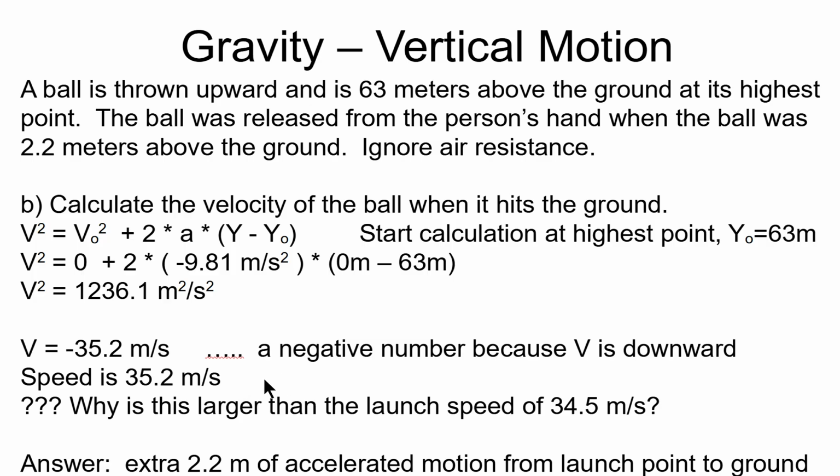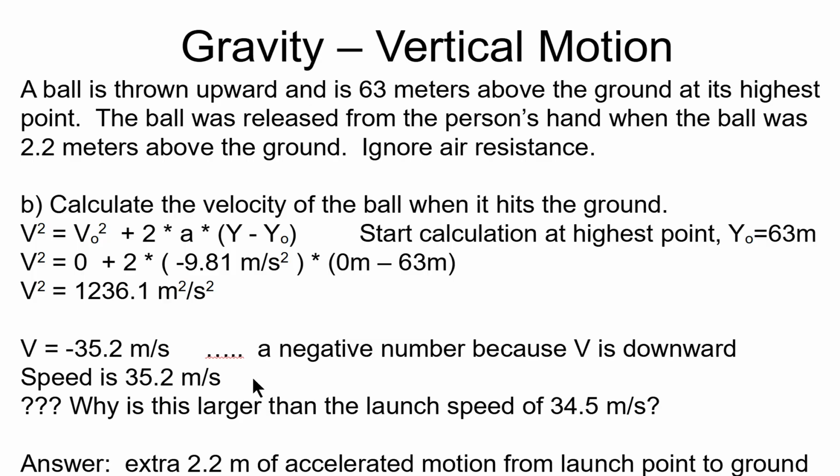If you pause the video and maybe replay it, you'll find that the ball left the hand in the upward direction at 34.5 meters per second. Why is this speed larger when the ball hits the ground than when it was moving upward from the hand? Well, if you recall, the ball started 2.2 meters above the ground. On the way down, this ball continues accelerating towards the ground over this 2.2 meter distance. So we get a little larger number.